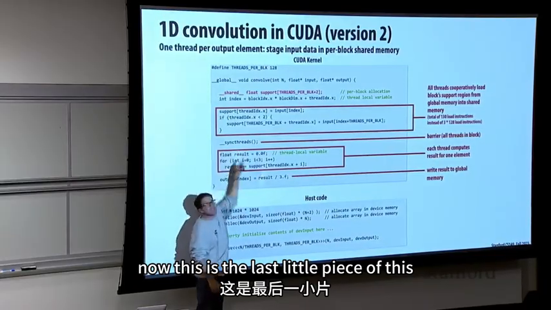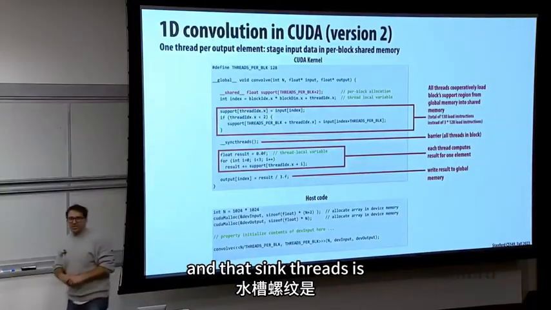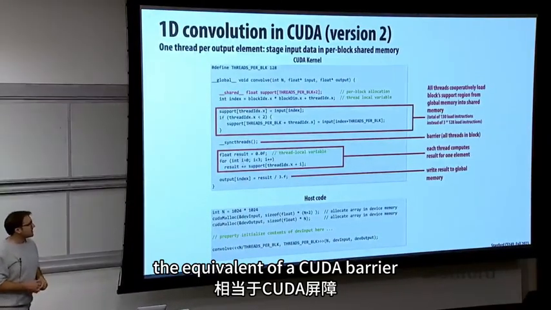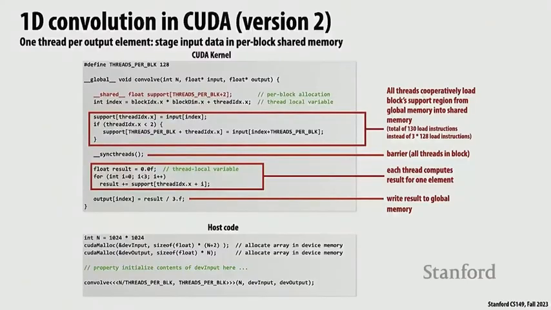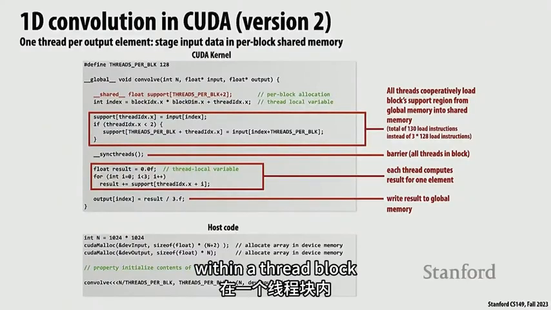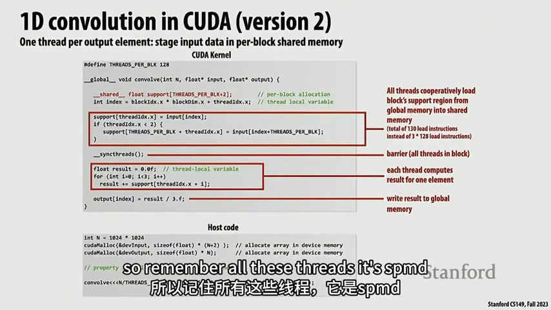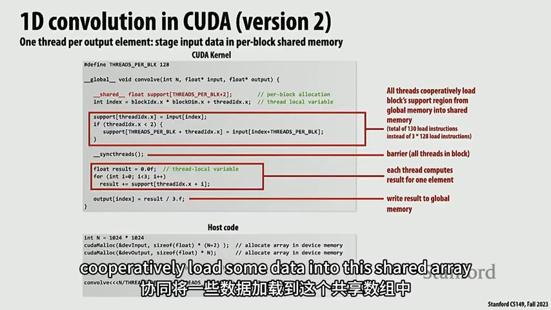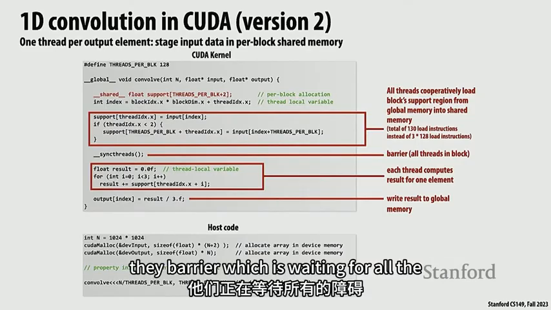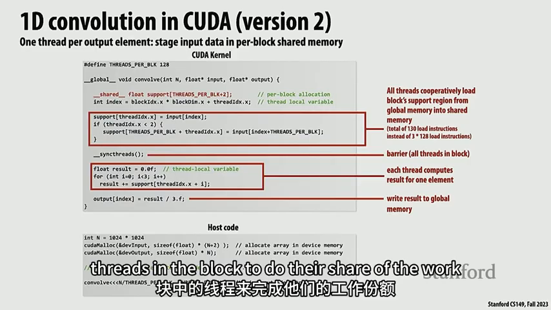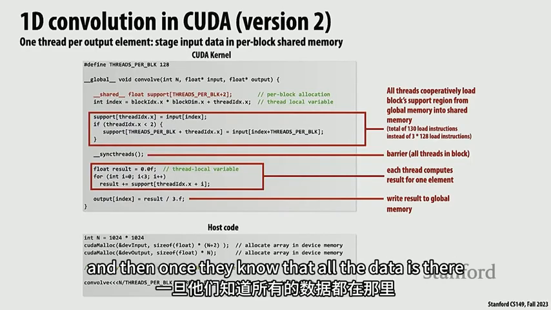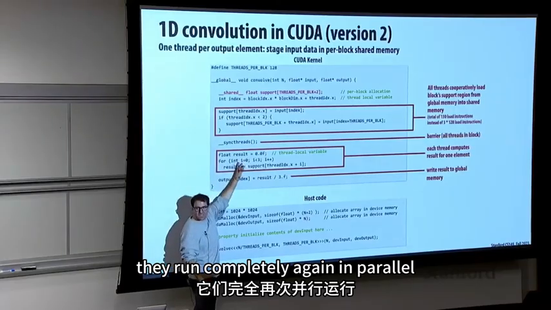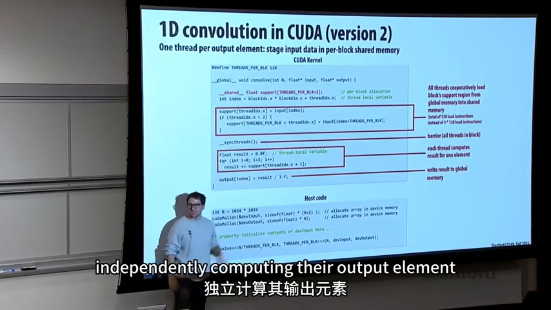Now this is the last little piece of this, and that sync threads is the equivalent of a CUDA barrier within a thread block. So remember, all these threads, it's SPMD, they might be running concurrently. All the threads cooperatively load some data into this shared array. The barrier is waiting for all the threads in the block to do their share of the work. And then once they know that all the data is there, they run completely in parallel again, independently computing their output element.